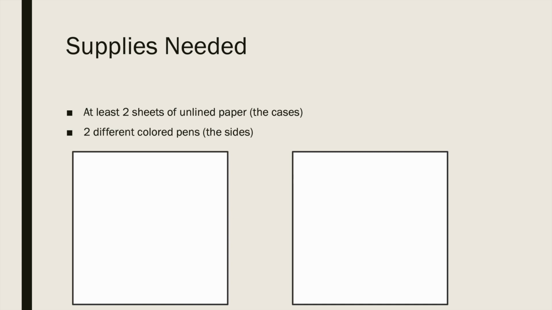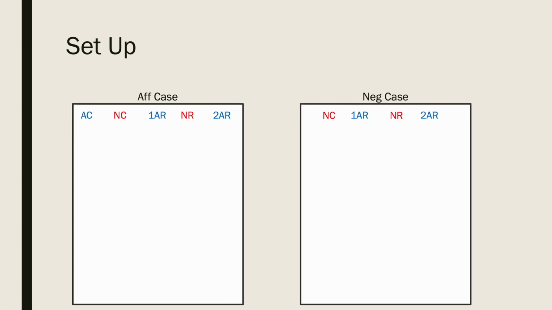And the reason it's at least two sheets of unlined paper is that as you get more into progressive debate and there's modular neg strats and things like that, you'll wind up using multiple sheets of paper for the neg case. But when you're just starting out and doing the traditional LD stuff, two sheets of paper is all you need.